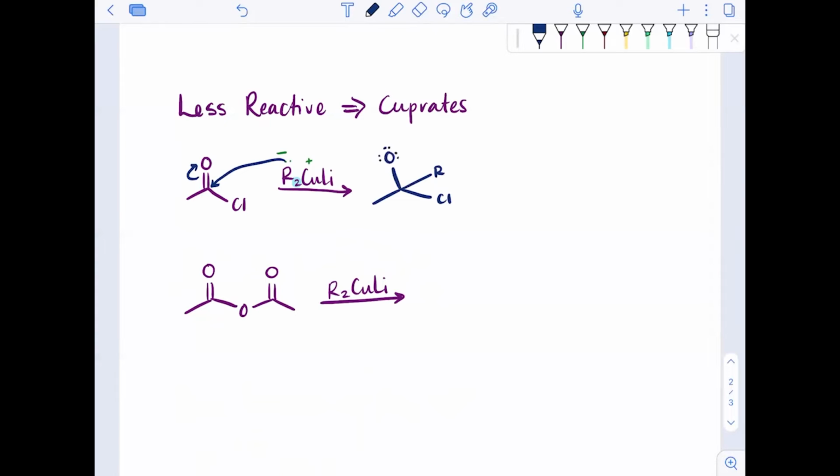And we know the drill. When one thing is added and we still have that leaving group, we can reform the carbonyl and we are left with a ketone. Now, ketones and aldehydes do not react with cuprates, which is why we didn't see them in chapter 19. So our Gilman reagents or our cuprates only react with acyl chlorides or anhydrides to make ketones. That's where you get to stop.